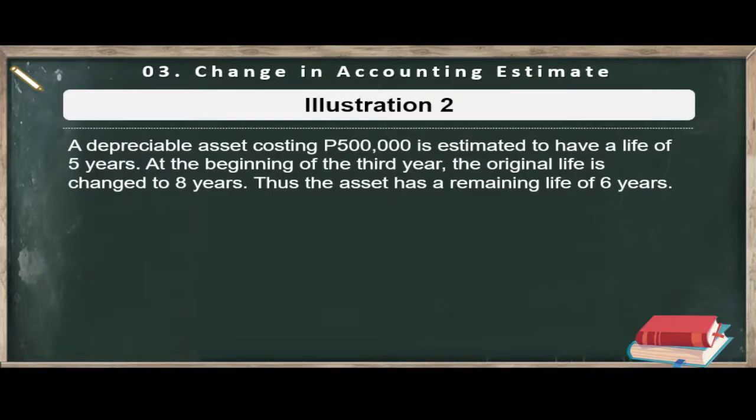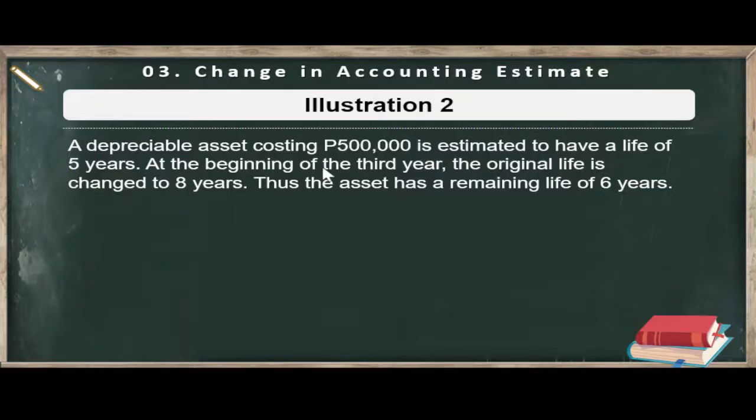A depreciable asset costing 500,000 is estimated to have a life of 5 years. At the beginning of the third year, so meaning duha na katuig, ma'am, duha na katuig na siya nag-depreciate. So at the beginning of the third year, the original life is changed to 8 years. So, di ba, from 5 to 8. Pero remember nga, kaning 5 years, nakuhaan na ni siya pagka beginning of the third year. Nag-depreciate na siya for 2 years.